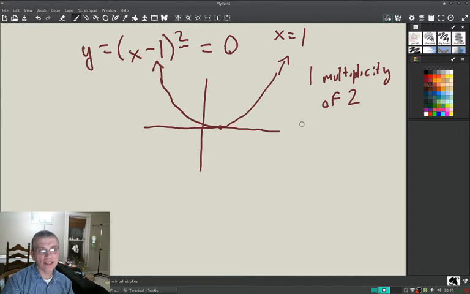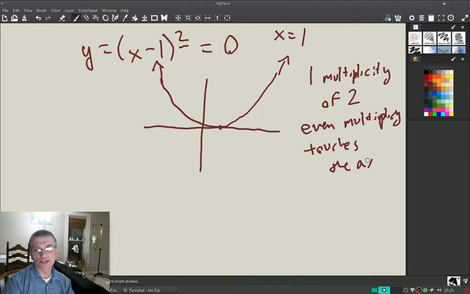And whenever it has an even multiplicity, it touches the axis. If it has odd multiplicity, like 1 or 3, then it passes through the axis there.